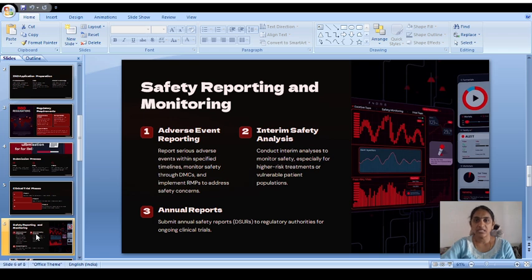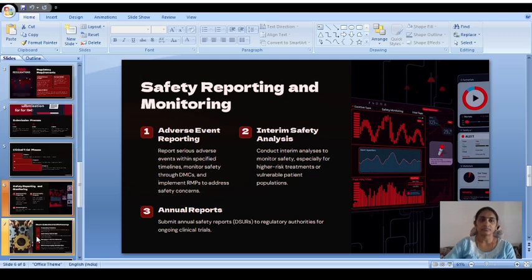Interim safety analysis. We should conduct interim analysis to monitor safety, especially for higher risk treatments or vulnerable patient populations. And annual reports. Annual reports like DSURs are submitted to regulatory authorities for ongoing clinical trials.